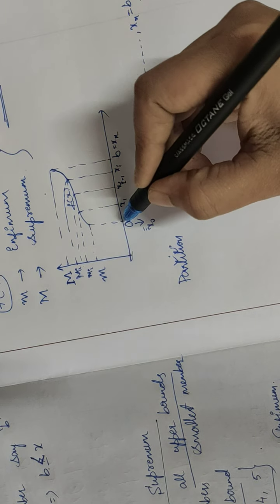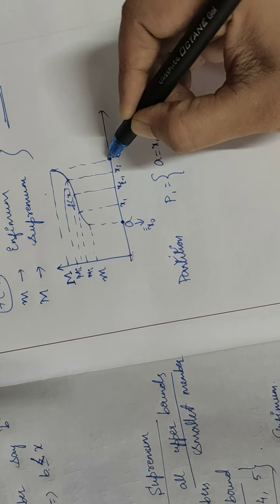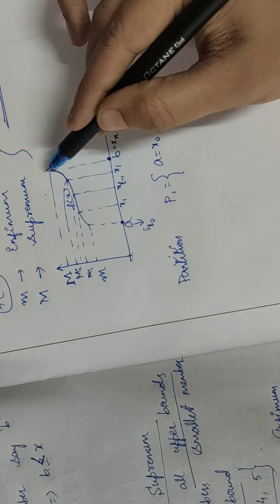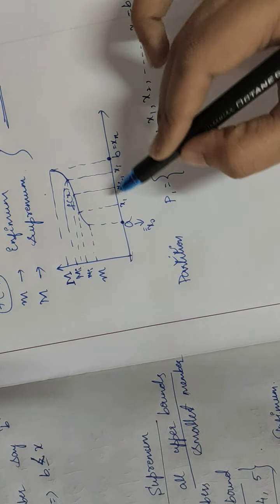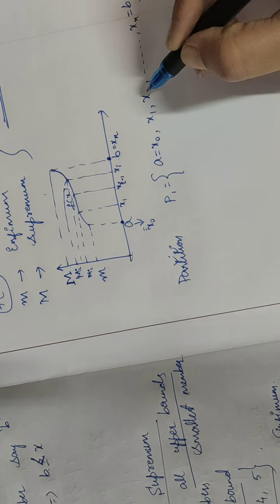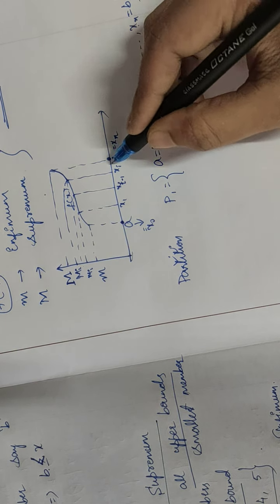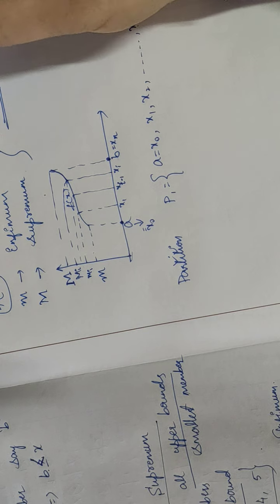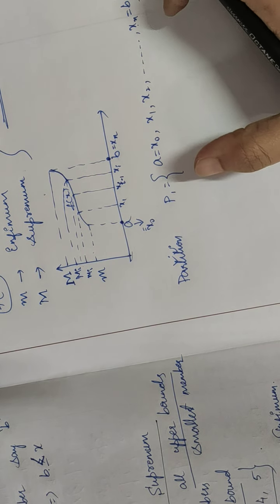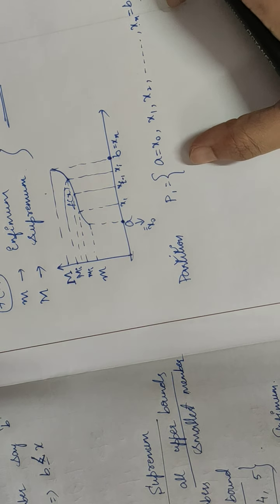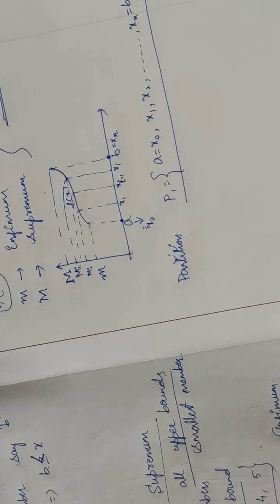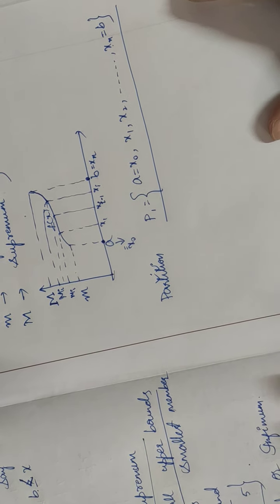You can observe here, this is my interval a and b. My function is a bounded function in this interval. So the first point is x0, x1, x2, so on up to xn. The last point includes b, right? Because it is a closed interval. So I can divide my interval in this form, and we will call this a partition.